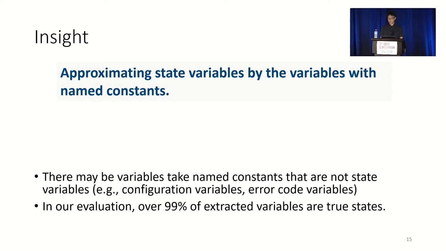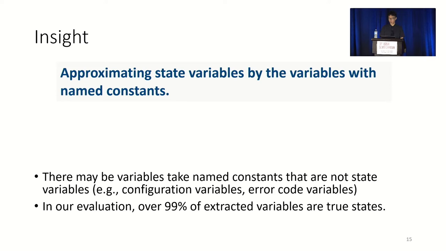So our insight is that we can approximate the state variables by the variables with named constants. Of course, some variables identified in this way are not state variables, such as configuration or error codes, but their impact is negligible. In our evaluation, the accuracy of this method is over 99%.